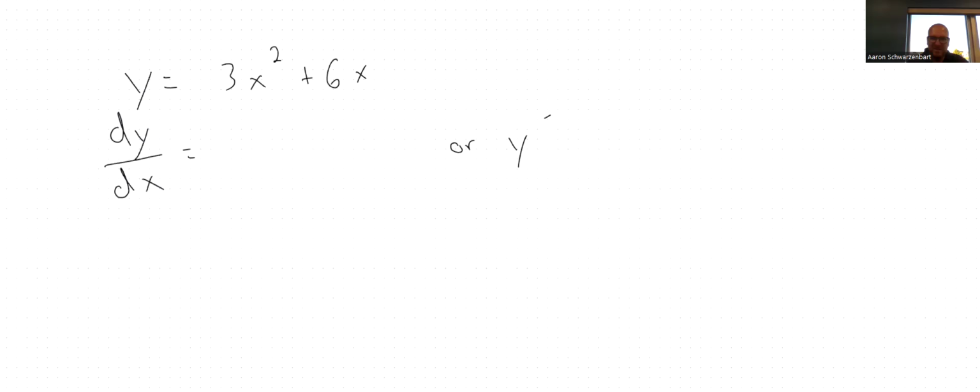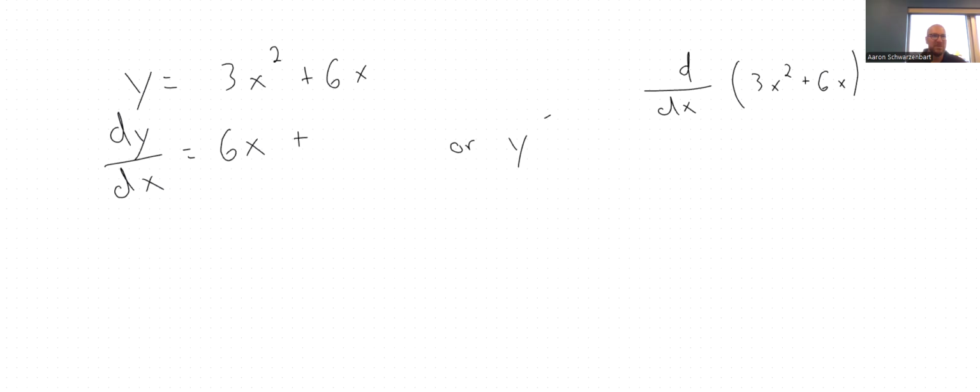The way this little notation here means take the derivative of this. So here's the rule. Take the exponent, multiply it by the coefficient, and subtract 1 from the exponent. Do that to each term. This is a 1 here in front of the x, right? 6 times 1 is 6. X to the 0 is 1, so it goes away.